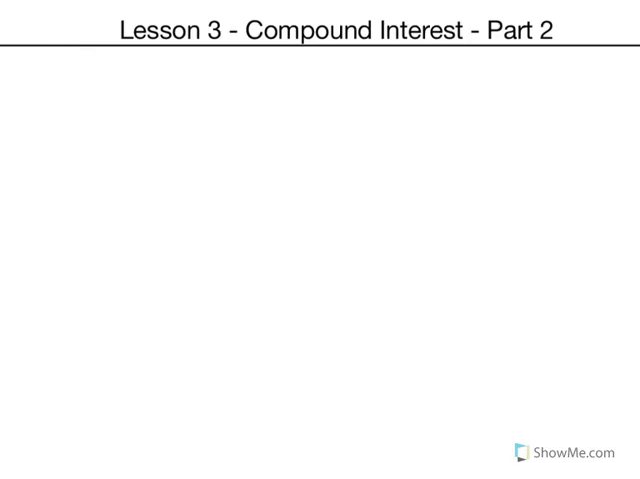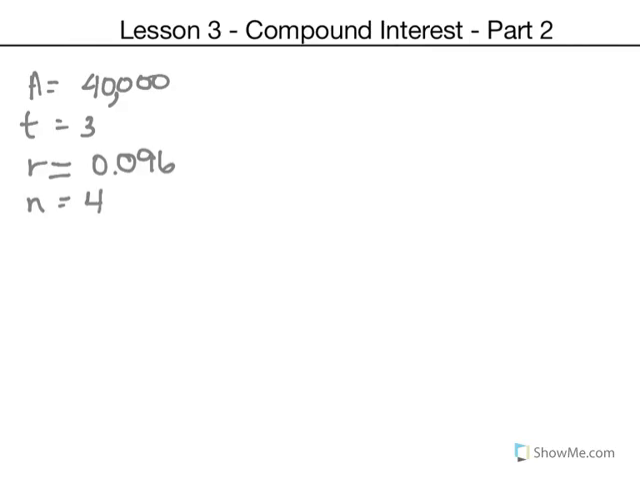Alright, you want to save $40,000 in 3 years. So our A is 40,000, our term is 3 years. You're investing at an interest rate of 9.6%, which is 0.096, and it's compounded quarterly. So our n is 4. How much should we invest now? We don't know P. So same thing as the last example.